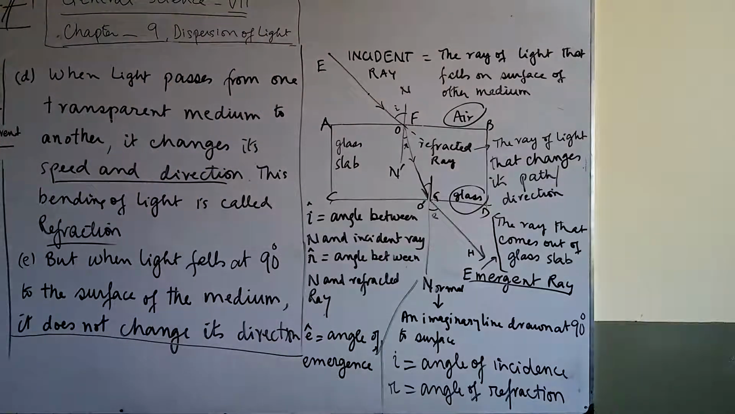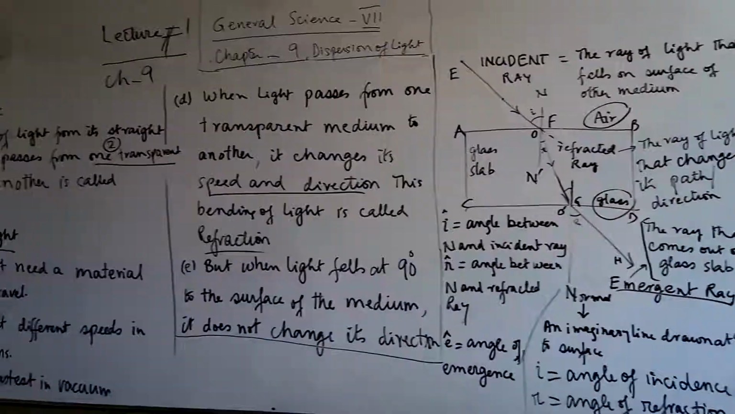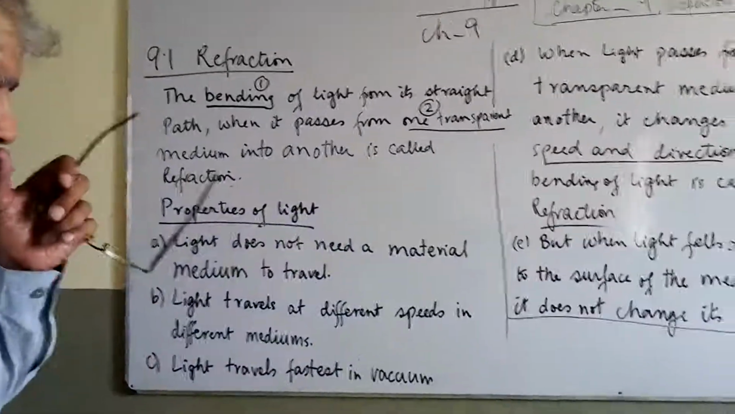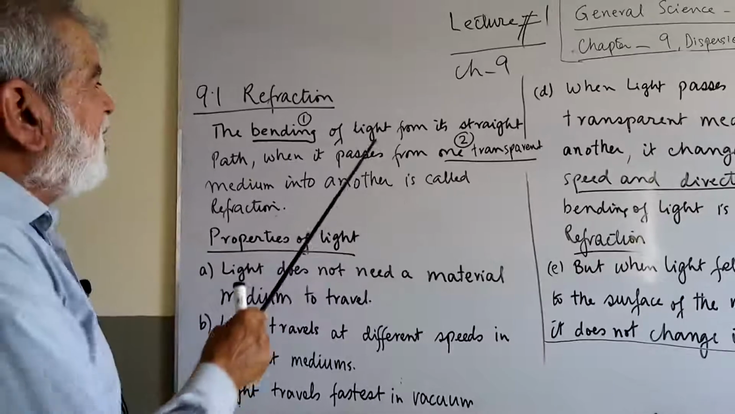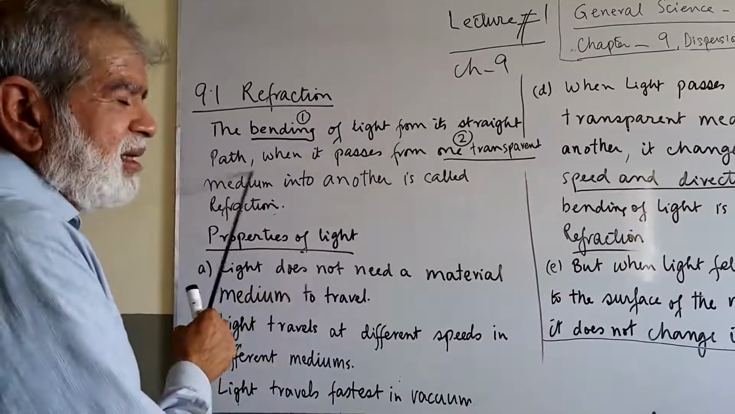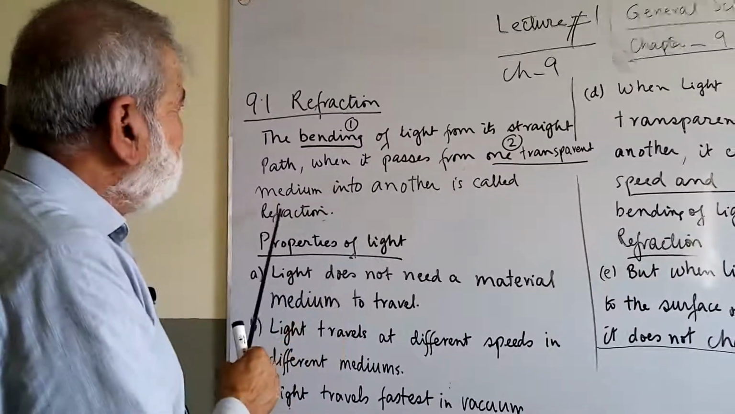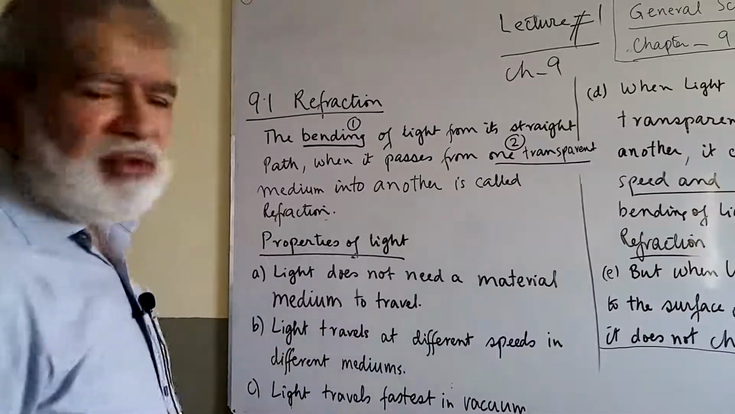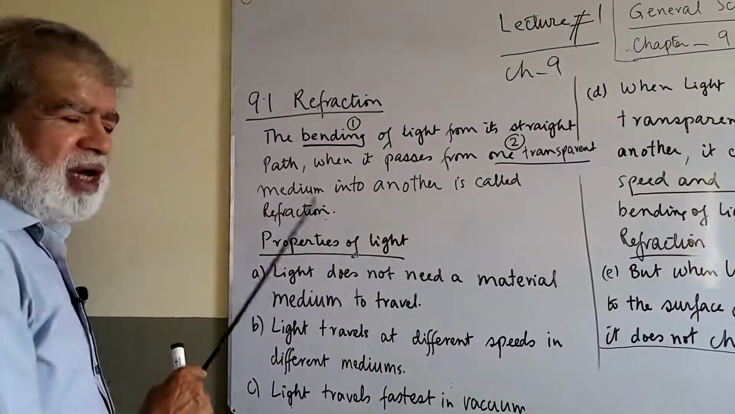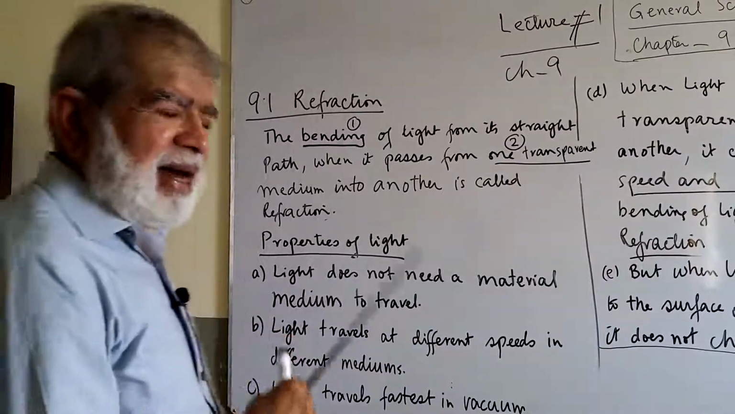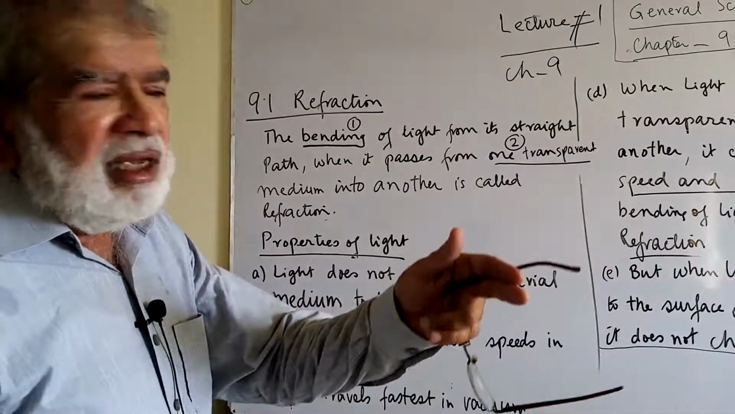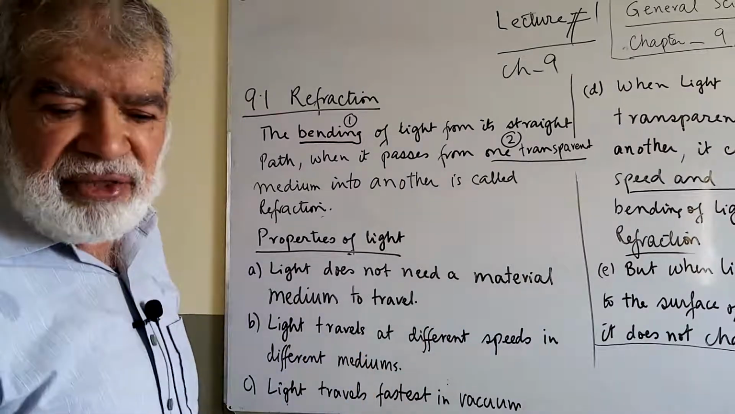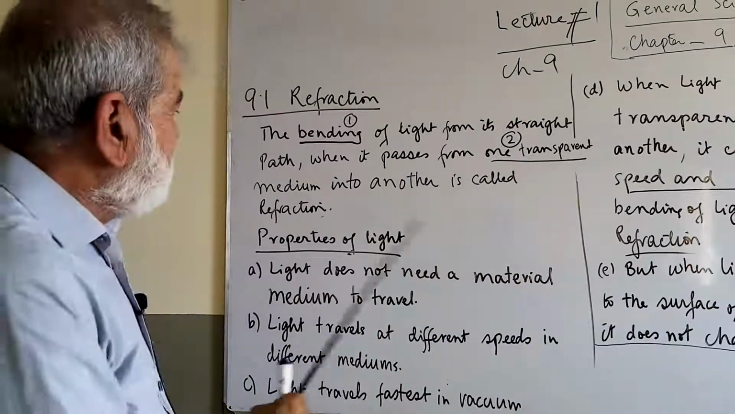So I will go over these things again, and please see now. What is refraction? The bending of light from its straight path when it passes from one transparent medium into another is known as refraction. So क्या होती है refraction? लाइट का बेंड होना अपने असली रास्ते से जब वो एक मीडियम से दूसरे मीडियम में दाखिल होती है, लेकिन शर्त क्या है? दोनों मीडियम ट्रांसपेरेंट हैं.